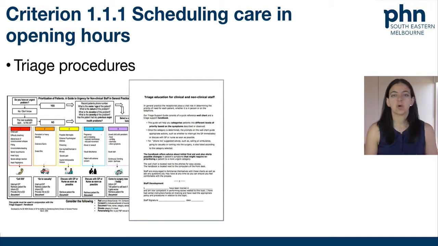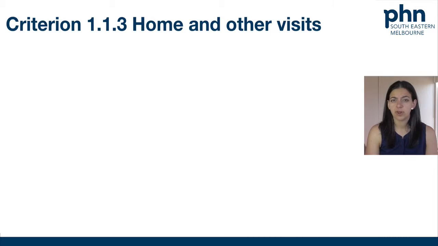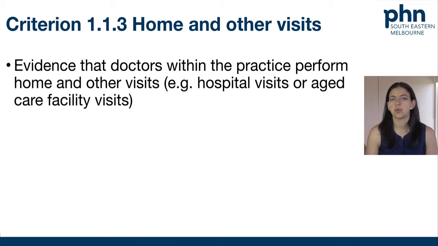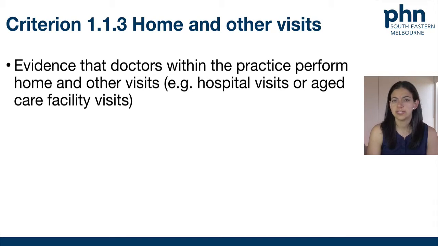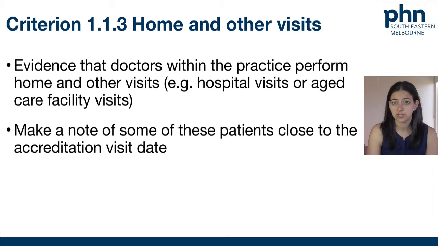Criterion 1.1.3, Home and Other Visits, requires we have documented evidence that doctors within the practice perform home and other visits, such as hospital visits and aged care facility visits, and for this it's a good idea to make a note of some of these patients close to the accreditation visit date. This will make it easier for the surveyors to cite evidence of how you meet this indicator based on progress note entries in some of these patients' files.